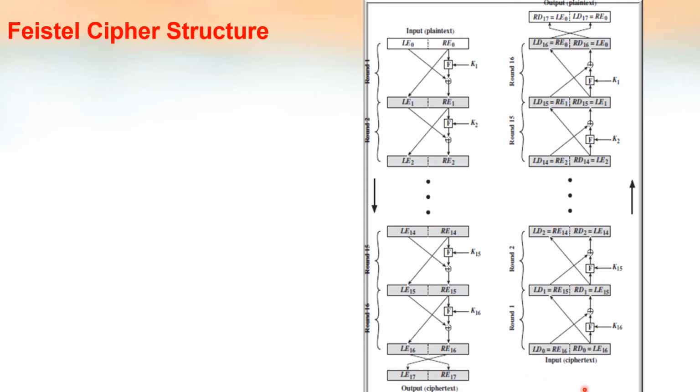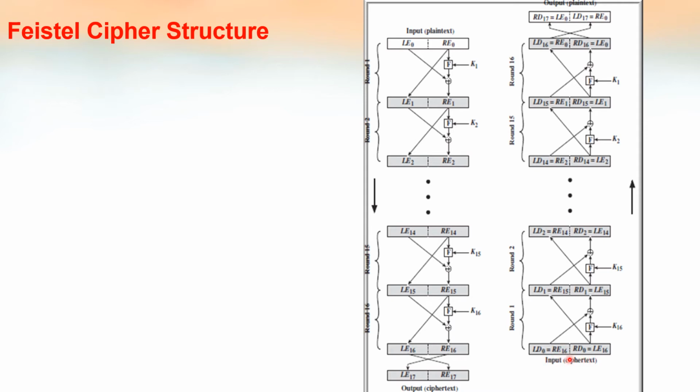Now we can see the decryption process. Decryption means converting the ciphertext back to the plain text. Since we are using the XOR operation, and XOR has some properties, we can easily get back the plain text. Here the input is the ciphertext. The left side of the input is RE16 and the right side is LE16. LD0 means the ciphertext left side for decryption, first round, and RD0 is the right side for decryption.